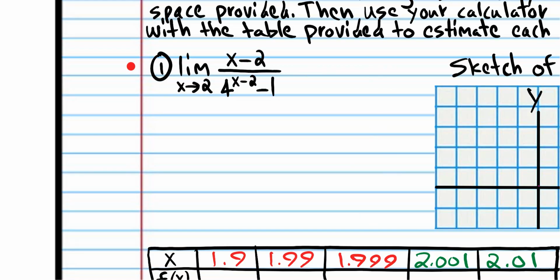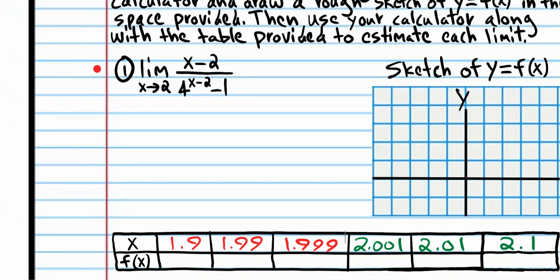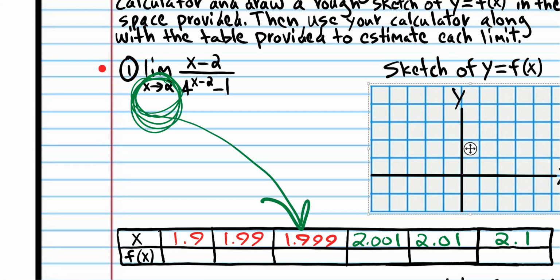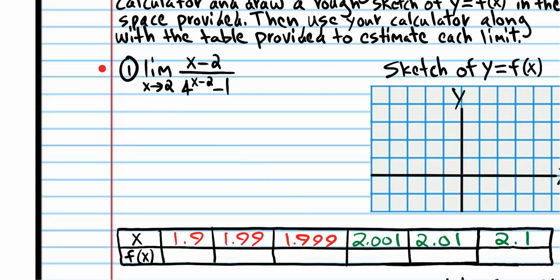So what do we do? Well, we can use a table. What we can do is make x get really close to 2, really close to 2, and then find the value of this expression. And that's going to be a good estimate of the limit. Again, we can't just plug in 2 because we get 0 divided by 0. The function is not defined there.